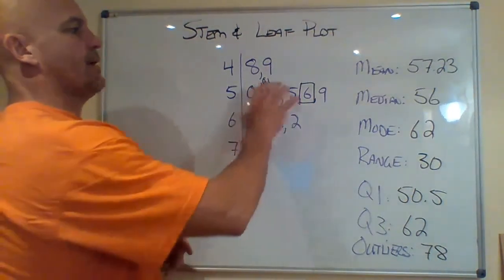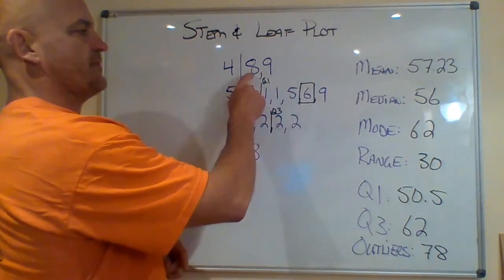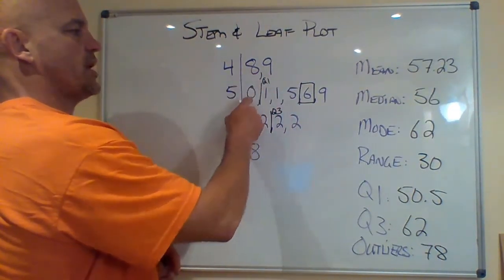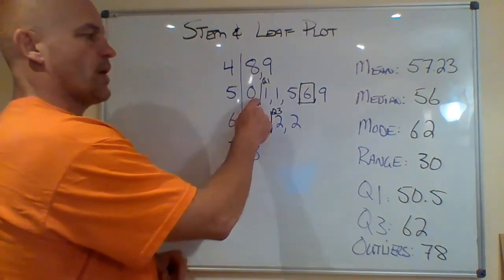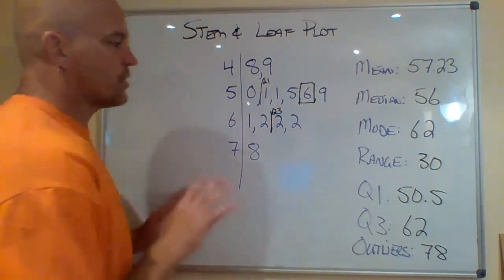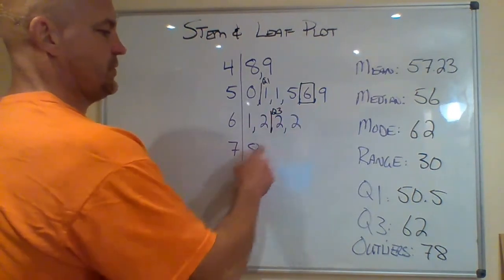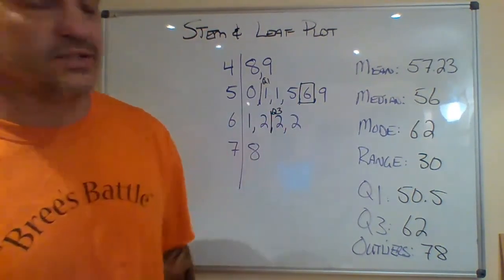Quartile 1, again, we're going to split that bottom half. This was my median. So my bottom half is 6 numbers. So 1, 2, 3, split, 1, 2, 3. That would be 50 and a half, right between 50 and 51. Quartile 3, we're going to split the upper half. So 1, 2, 3, right there, 1, 2, 3. And of course, if it's lying between 62 and 62, it's 62.